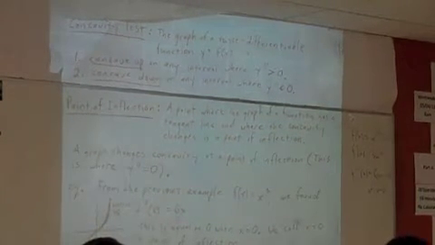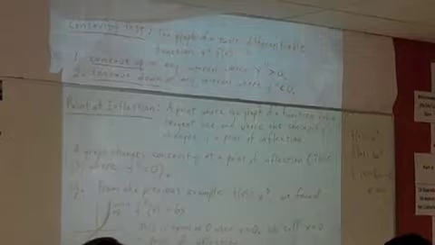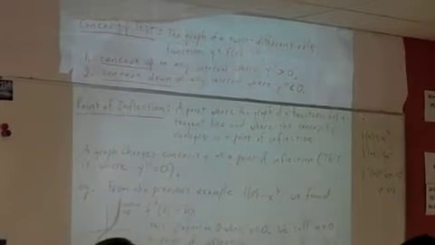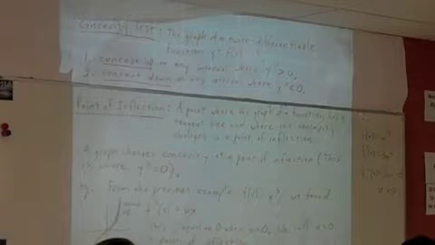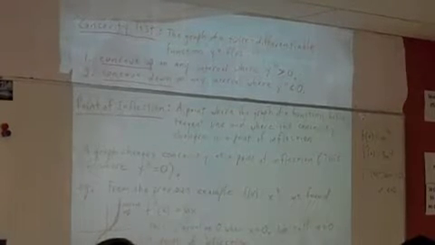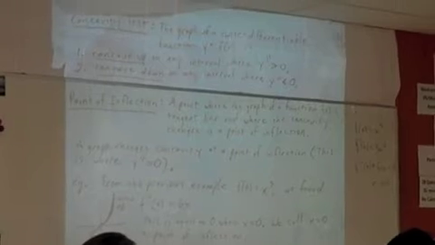The graph of a twice differentiable function, so you've got to be able to take the second derivative in order for this stuff to work. You know what I'm saying? You've got to have a twice differentiable function in order to do this. The graph is concave up on any interval when the second derivative is positive, and concave down on any interval where the second derivative is negative. Are we cool with that?